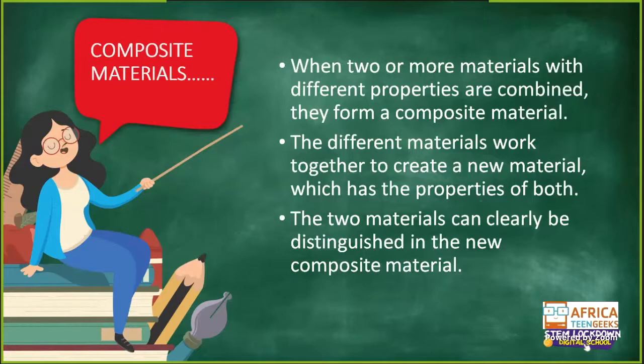Okay, so we have got other materials that are called composite materials. Now, how do we get composite materials? When two or more materials with different properties are combined, they form a composite material. The different materials work together to create a new material which has the properties of both. The two materials can clearly be distinguished in the new composite material. So take note here: a composite material is the combination of two or more materials to form another material. This other material is now called a composite material.